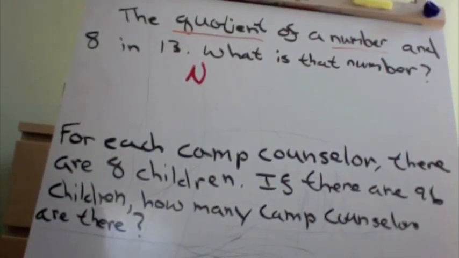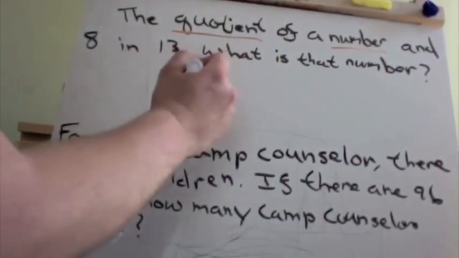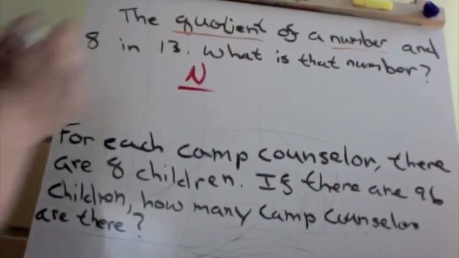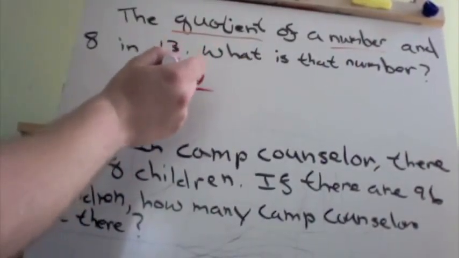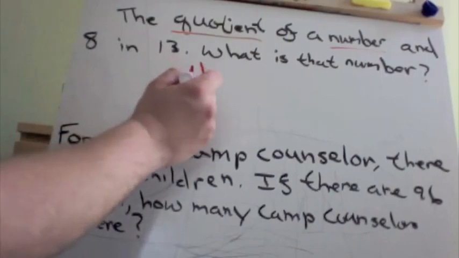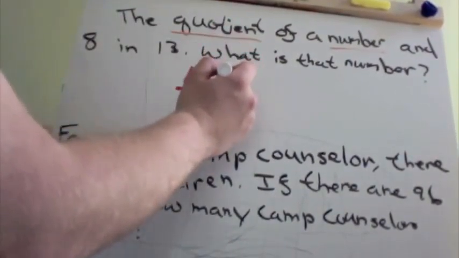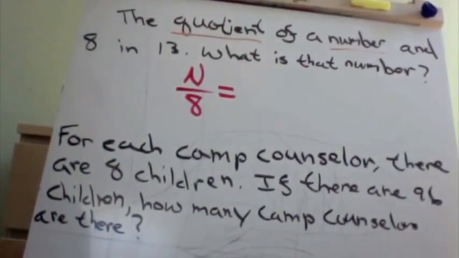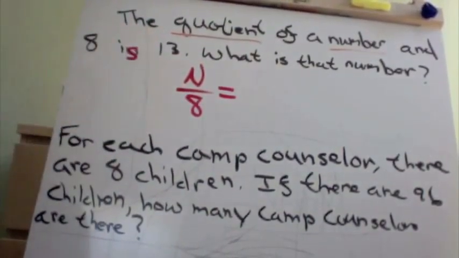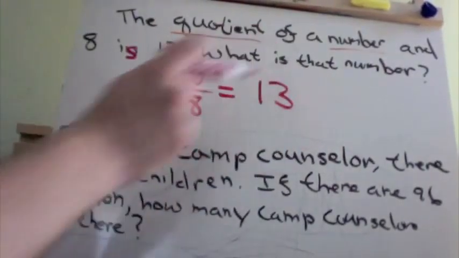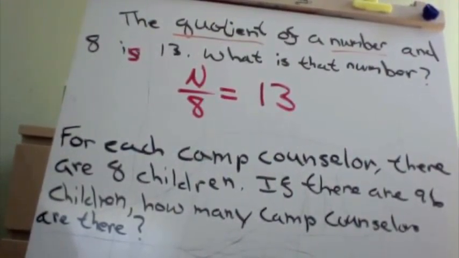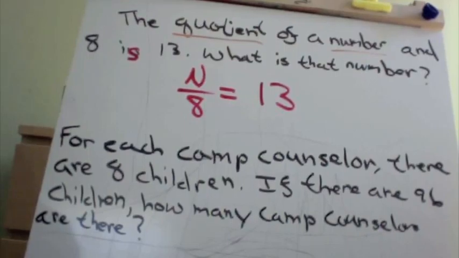Now the quotient of a number, so that means we're taking that number and dividing it. The quotient of a number and 8. So in other words, we take that number, we divide it by 8. And the result of doing that operation, that should be an is 13. Okay? So, what is that number?